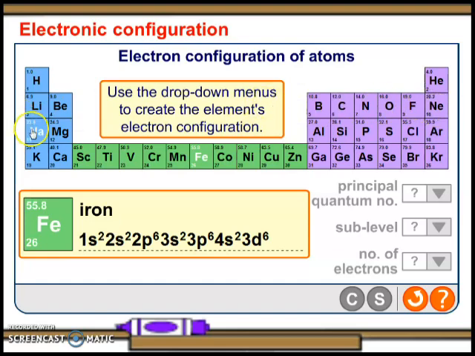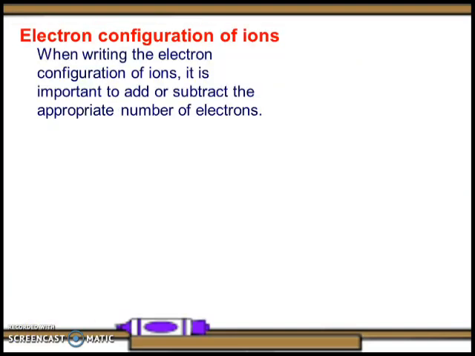Come back around to third energy level, 3s1, 3s2. Then 3p1, 2, 3, 4, 5, 6. And then to fourth energy level, 4s1, 4s2. And then D block, 1, 2, 3, 4, 5, and 6. So here's the iron. Now let's proceed to electron configuration of ions.